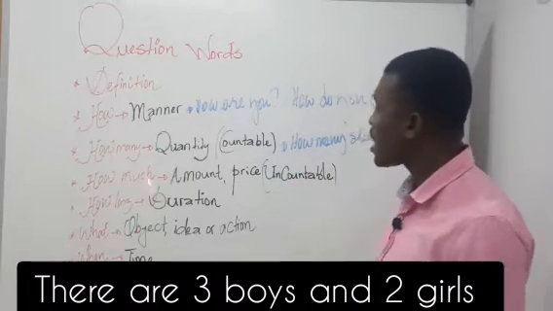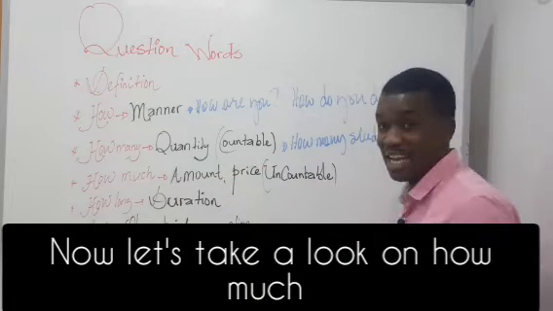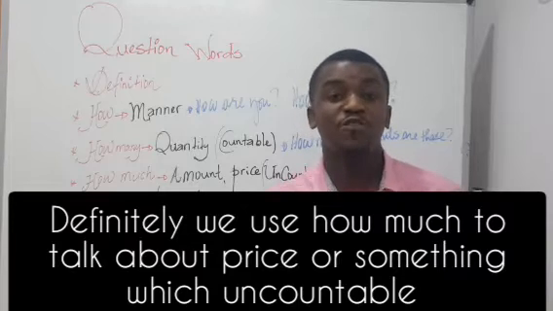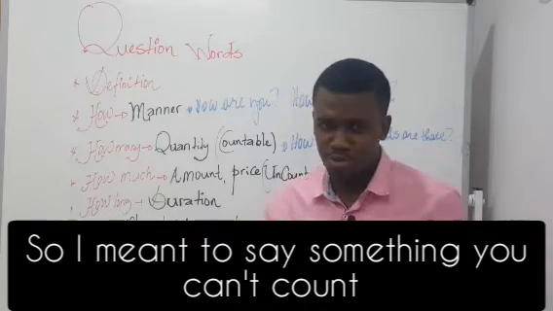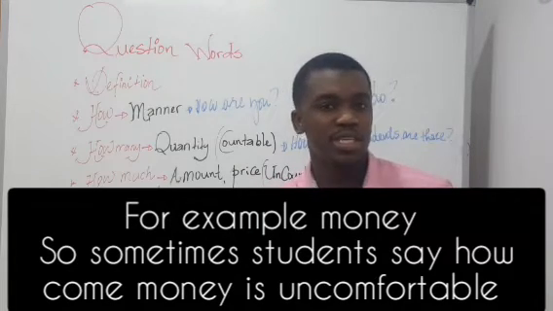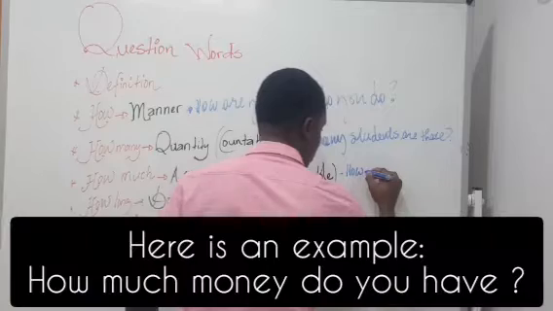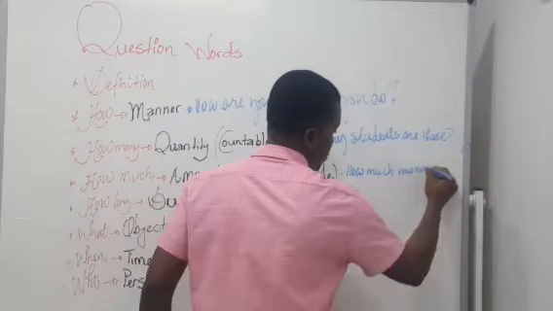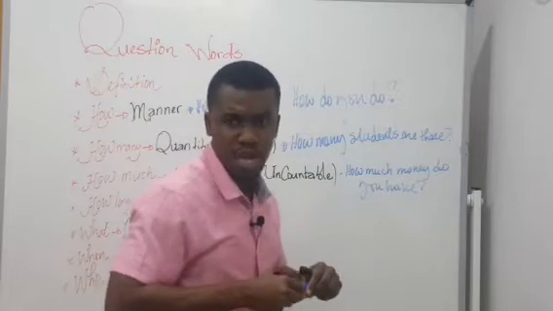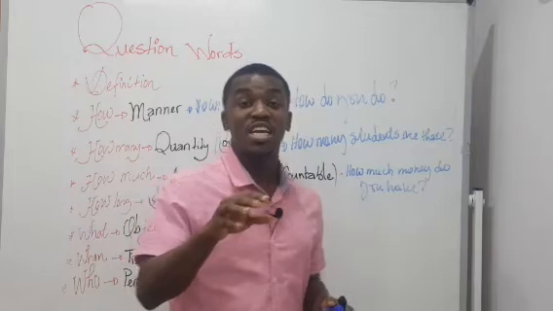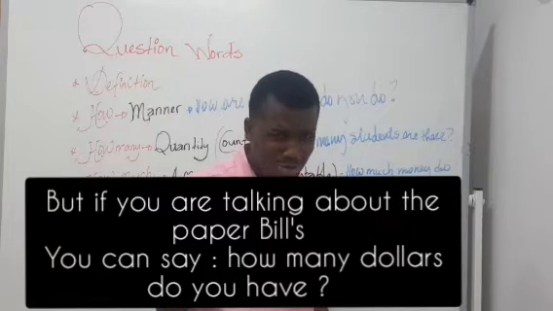All right. And now we have how much. With how much, you talk about an amount or a price. Basically, we use how much for something you can't count. For example, money. You say, oh, teacher, you can count money, but when you see the word in itself, you cannot say 1 money, 2 money. No. For example, you say, how much money do you have? But you can say, how many dollars do you have? Because I can say $1, $2. Do you understand? All right.